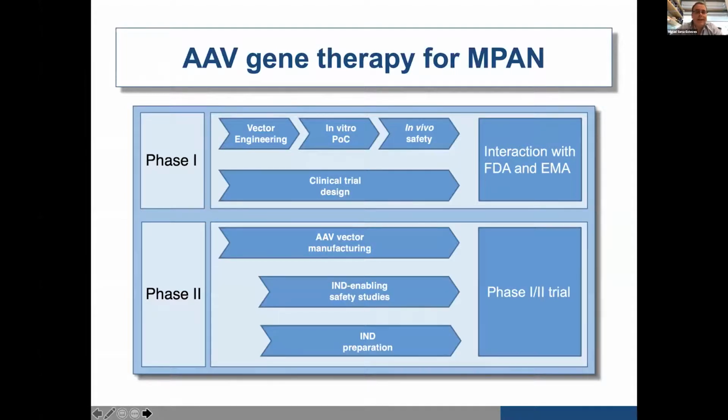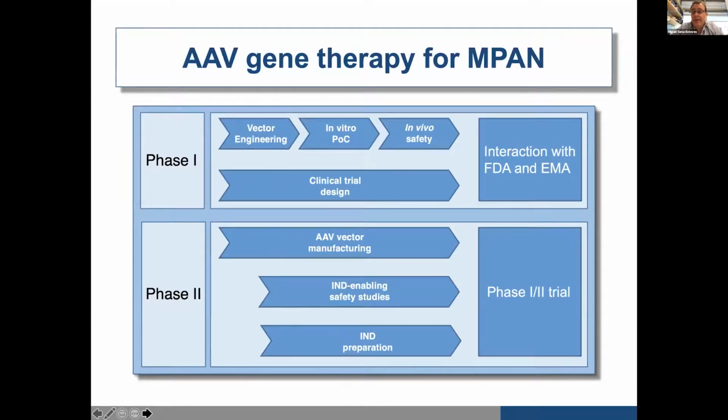And then after interaction and guidance from one or both regulatory agencies, the experiments would be planned to conduct the IND-enabling studies, and then engage in figuring out how to manufacture GMP-grade AAV vector for the clinical trial, as well as for the IND-enabling safety studies, although you don't necessarily need GMP material for a phase 1-2 trial. You just need to make it in a comparable method.